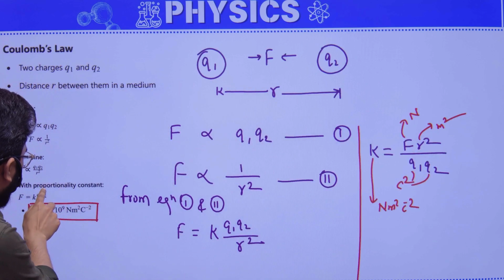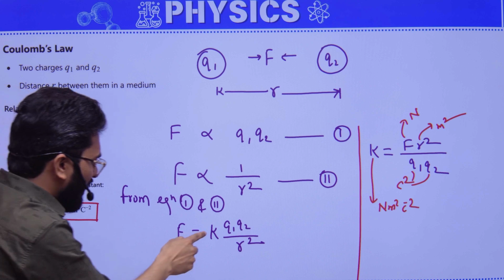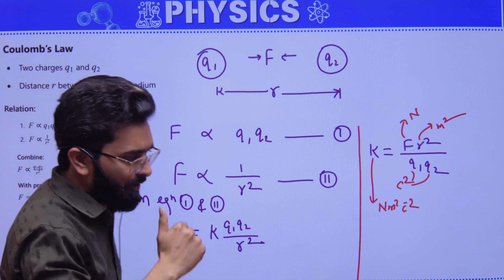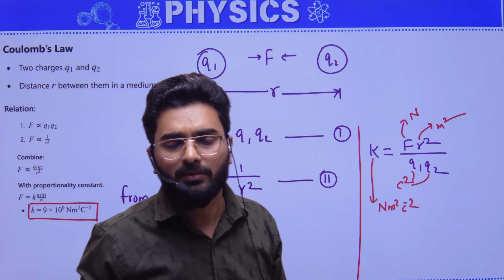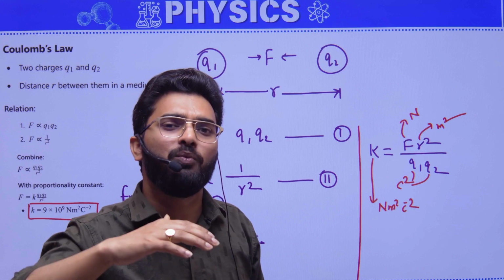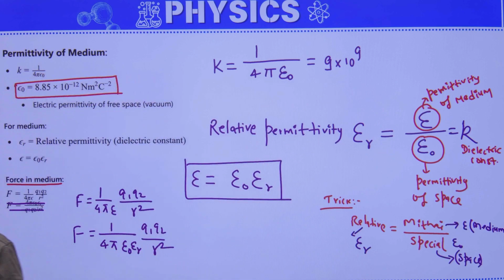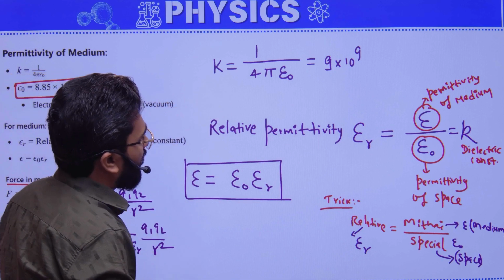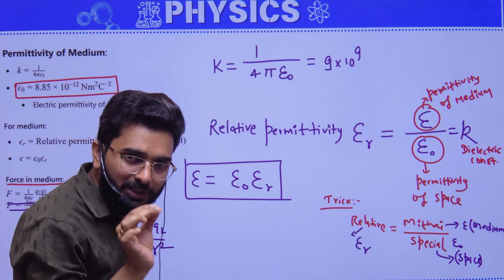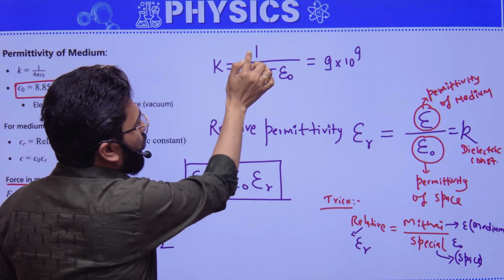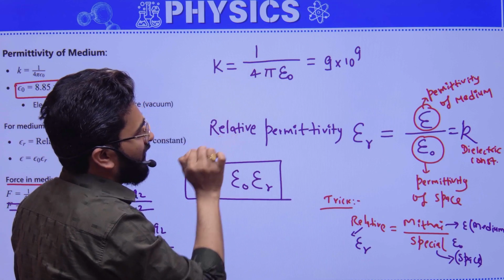What is K? This is the proportionality constant. This value, 9 into 10 to the power 9, is valid for vacuum medium or air medium. In another medium, the value will change. How? Look here. The concept of K is derived from here: K is equal to 1 upon 4 pi epsilon naught.